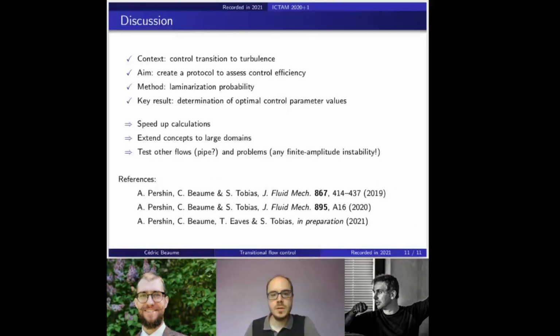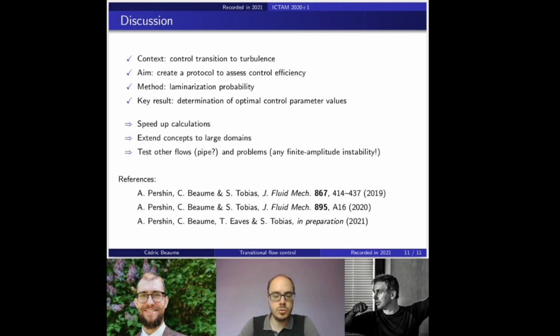So to summarize my talk, I've introduced here a probabilistic protocol to quantify the efficiency of control strategies designed to control finite amplitude instabilities. I chose a problem from transition to turbulence, which is plane Couette flow, and used the laminarization probability as a way to quantify the structure of the boundary of the basin of attraction of the laminar flow. And as a key result, we've managed, according to certain criteria, to determine optimal control parameter values for the design of a control strategy.